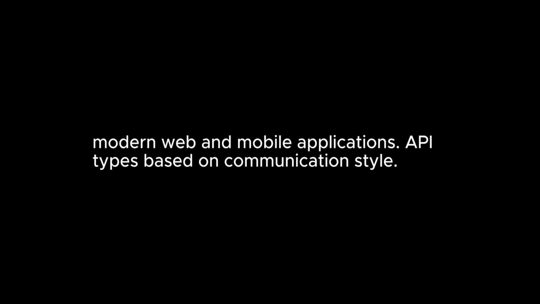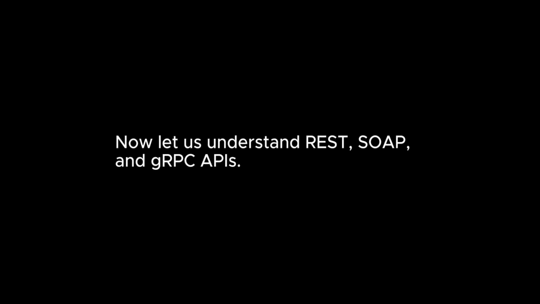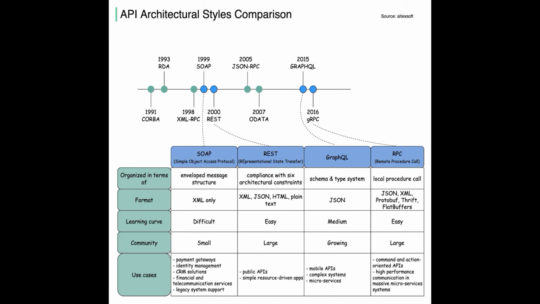API types based on communication style. Now let us understand REST, SOAP, and gRPC APIs. Till now, we learned APIs based on who can use them. Now let us understand APIs based on how they communicate. The most common ones are REST API, SOAP API, and gRPC API.